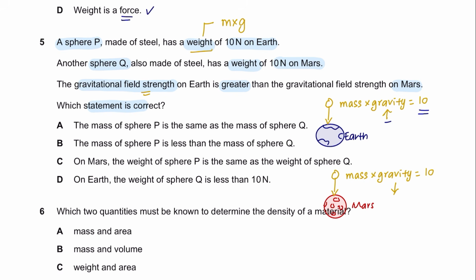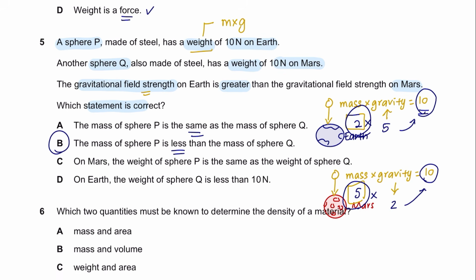So let's say the gravity on Earth is 5 and the gravity on Mars is 2, which is lower than Earth. In order to get the weight of 10 newtons on Earth, your mass has to be 2 because 2 times 5 is 10. And to get the weight of 10 on Mars, your mass has to be 5 because 5 times 2 is 10. Okay, this is just an assumption. Now let's use these values to check which statement is correct. A says that the mass of sphere P is the same as the mass of sphere Q. Well, that cannot be right. The mass of sphere P is less than the mass of sphere Q. Yes, P is 2 and Q is 5. So the answer is B.